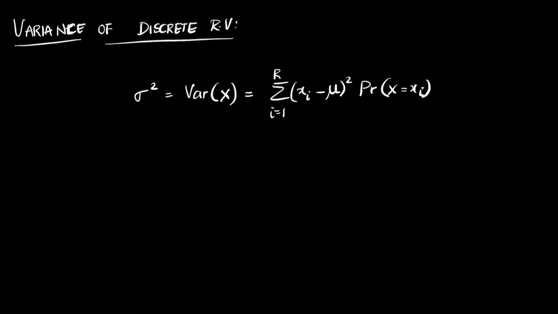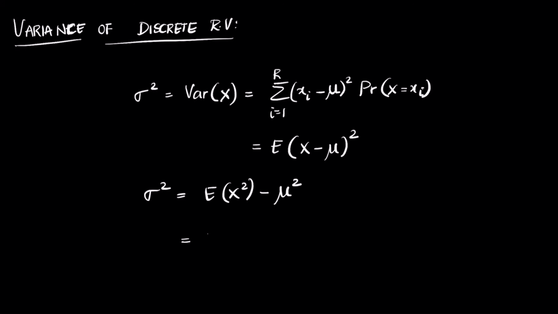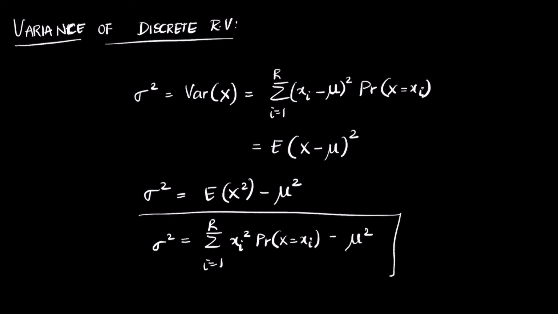You can also write it in the short form as E of (x minus mu) whole square. When you write this, you can also write it as a shorter formula: E of x square minus mu square. Which basically means sigma i equal to 1 to r, xi square times the probability of x equal to xi, minus mu square. So this is the formula for sigma square.